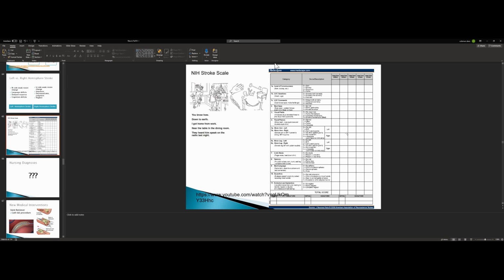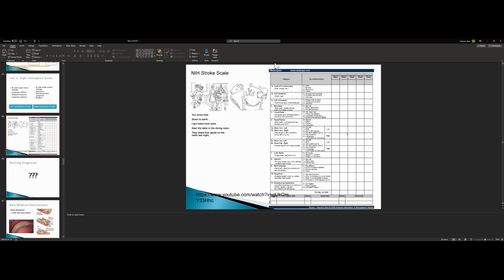And then finally, we see extinction or inattention, which honestly, this is kind of hard to tell. Extinction or inattention is when a patient to some degree ignores one side of their body, which is typically the contralateral side to the stroke.